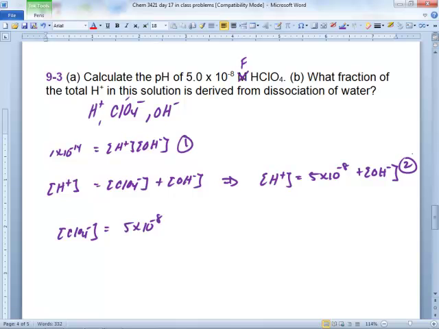Okay, she wants to solve the Kw for the concentration of OH, then plug it into 2. Good deal. So let's rearrange 1 and substitute into 2.